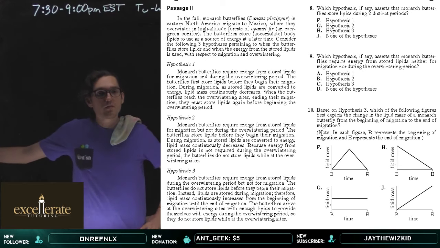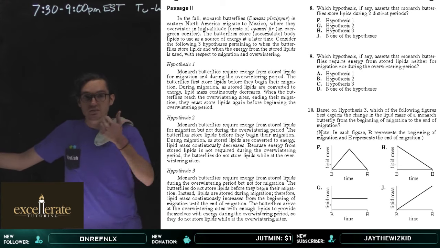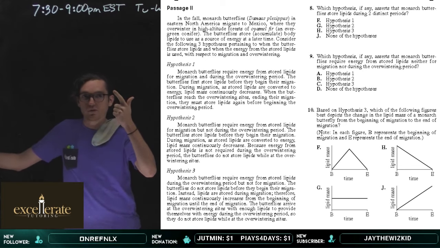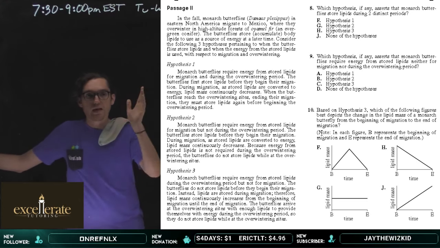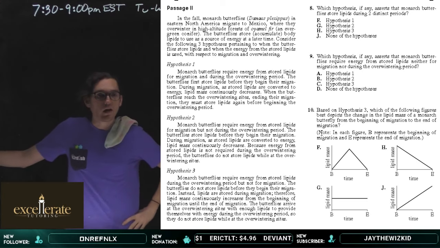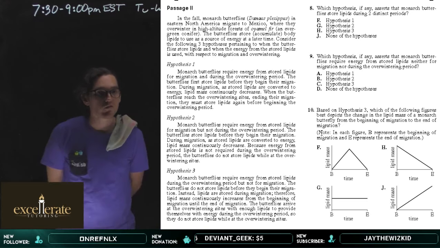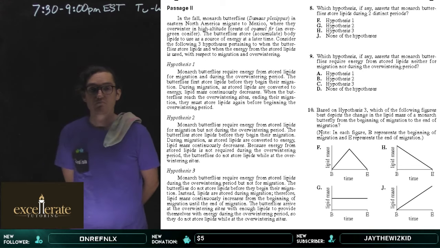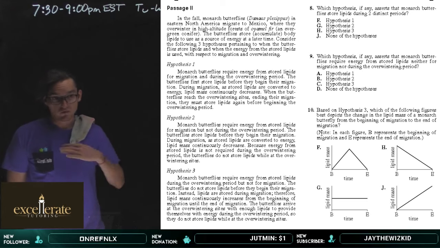Number 8: which hypothesis, if any, asserts that monarch butterflies store lipids during 2 distinct periods? We know which one that is. That's scientist 1, because of the 2 different periods they have, the migration and the overwintering period. So by reading the topic sentences, we're already ready for that question. Number 9: which hypothesis, if any, asserts that monarch butterflies require energy from stored lipids neither for migration nor during the overwintering period? None of them. They all say they need it for something, for migration or for overwintering. So that's none of them.